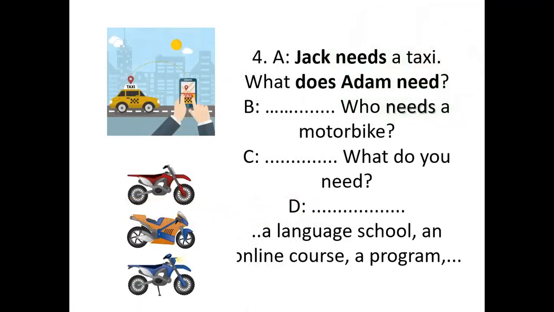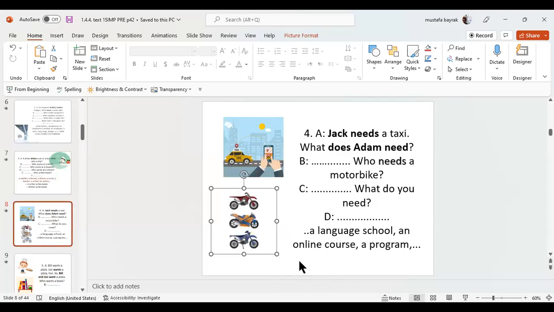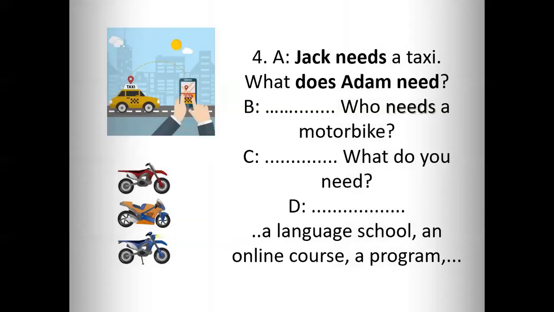Okay, dialogue four. Jack needs a taxi. What does Adam need? Adam needs a language school. Who needs a motorbike? Ahmed needs a motorbike. What do you need? I need an online course, or I need a program.